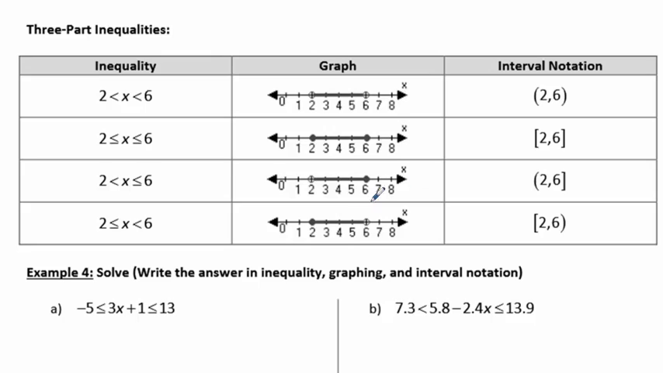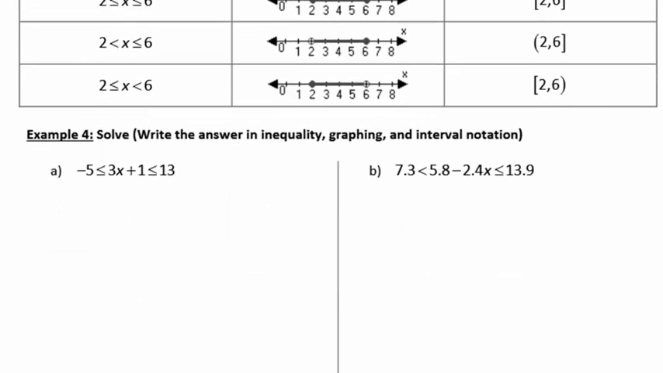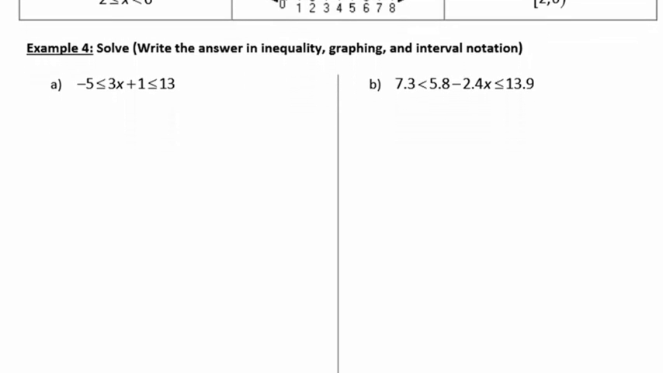So the interval notation, anywhere you see an inequality with no equal bar, you get a parenthesis. Anywhere you see an inequality with an equal bar, you get a bracket. So you might have some intervals that have mixed parentheses and brackets depending on if they are the same on both sides of the inequality or not. So let's solve these inequalities.